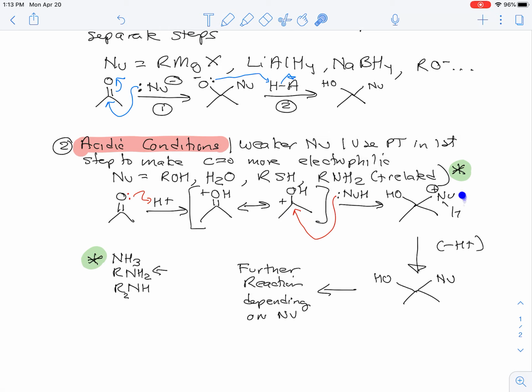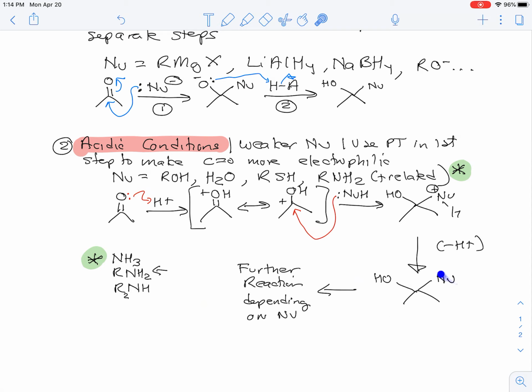And remember that anytime you have a nucleophile that has a hydrogen on the attacking atom, you get this species, which then is going to have to lose a hydrogen in order to get to the final product. So again, anytime you have a nucleophile with a hydrogen on the attacking atom, you always have a final proton transfer step. And then I've written here, further reaction depending on the nucleophile.